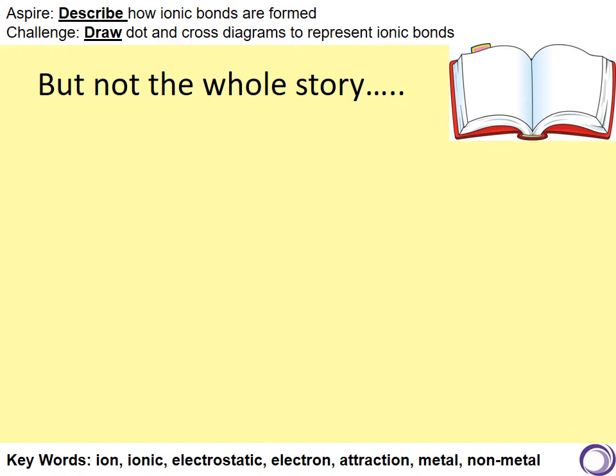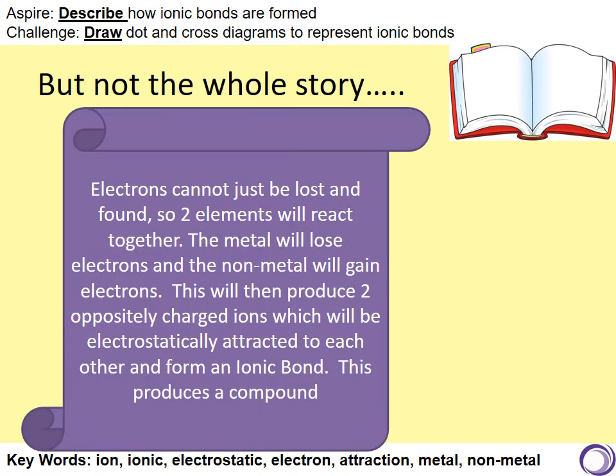But that's not the whole story. We've talked about atoms gaining and losing electrons, but you can't just find electrons and you can't just lose them. So it needs 2 elements to react together, and in the case of ionic bonding, it will be a metal reacting with a non-metal. The metal will lose electrons and the non-metal will gain electrons. This then produces two oppositely charged ions, and they become electrostatically attracted to each other and form an ionic bond. This will also produce a compound.